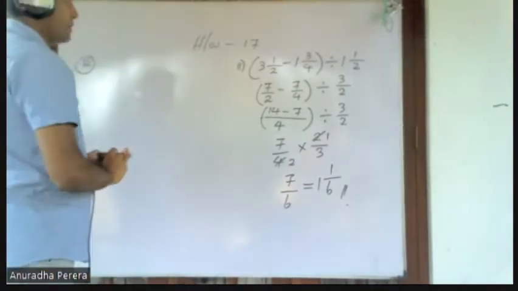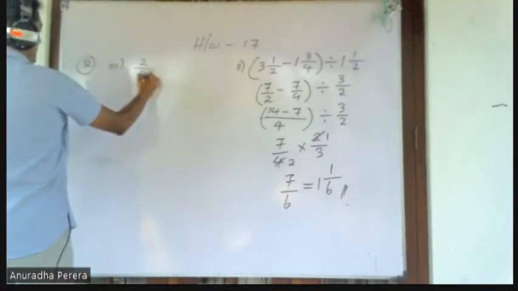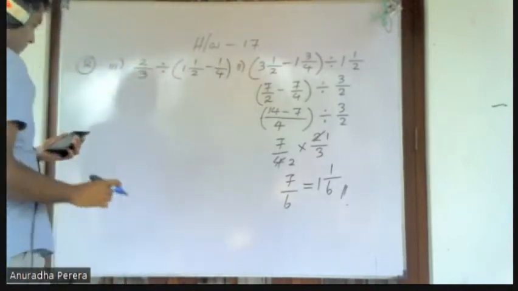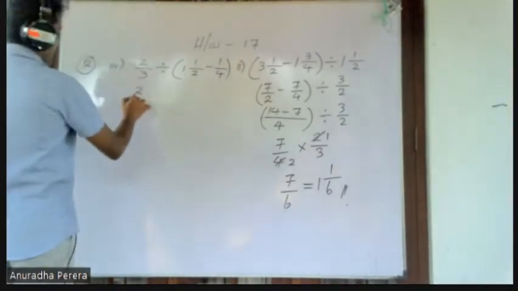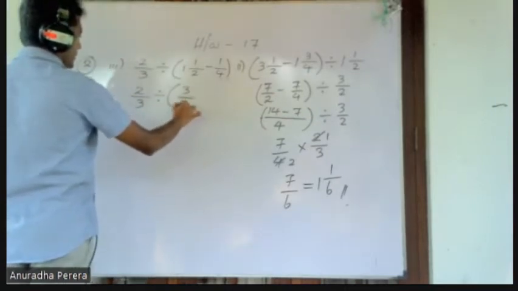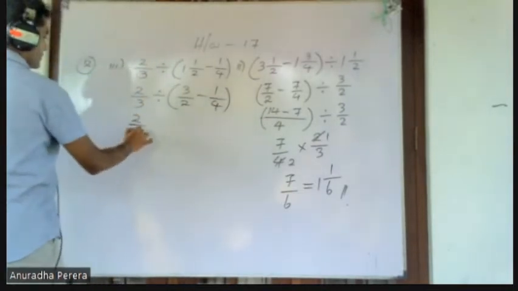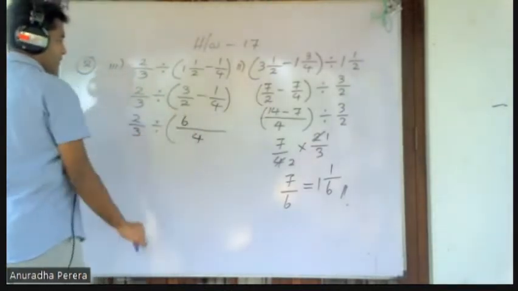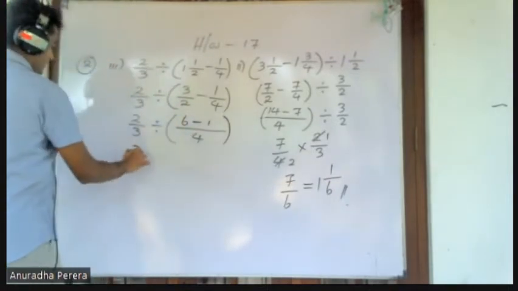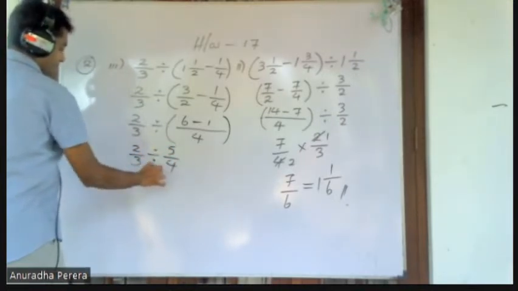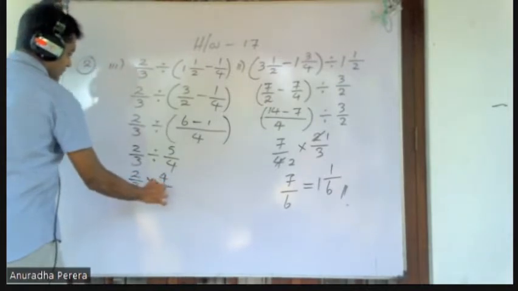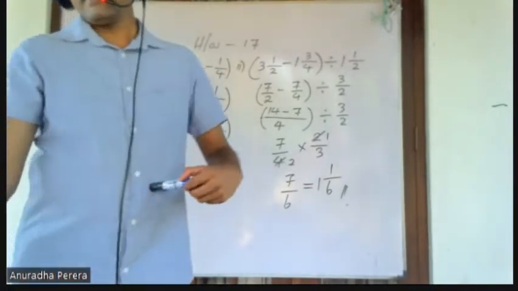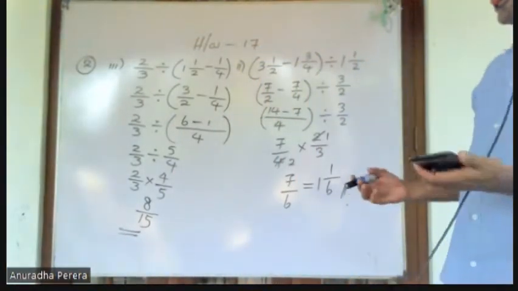That one, 2 over 3, 1.5 minus 1 over 4. 2 over 3, 3 over 2, 1 over 4. The common denominator is 4. 4 over 2, 2 into 3, 6. 4, 4, 1 into 1, 1. 2 over 3, 5 over 4. Multiply by the reciprocal, 4 over 5. The final answer, 8 over 15. Did you get the answer, son? 8 over 15.